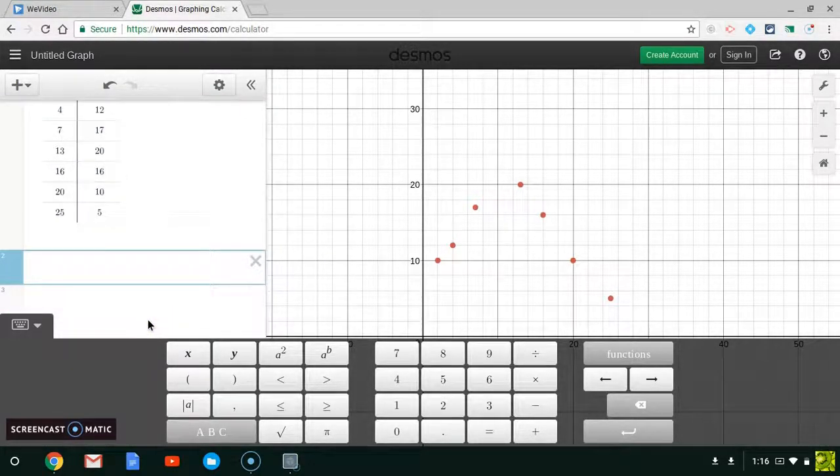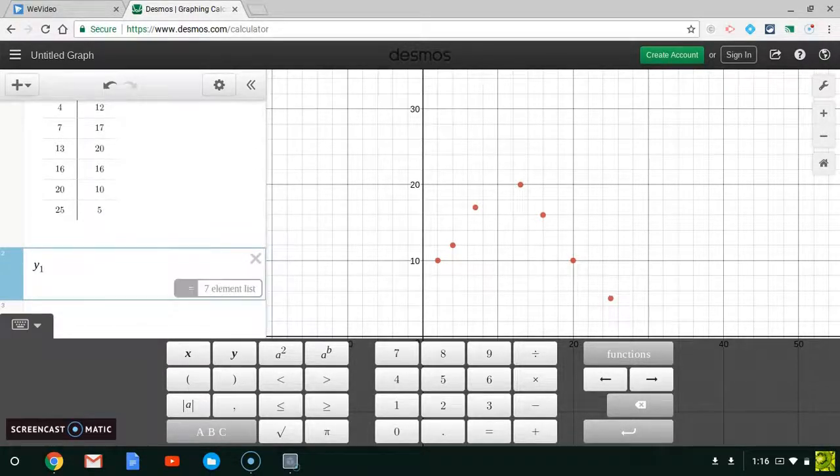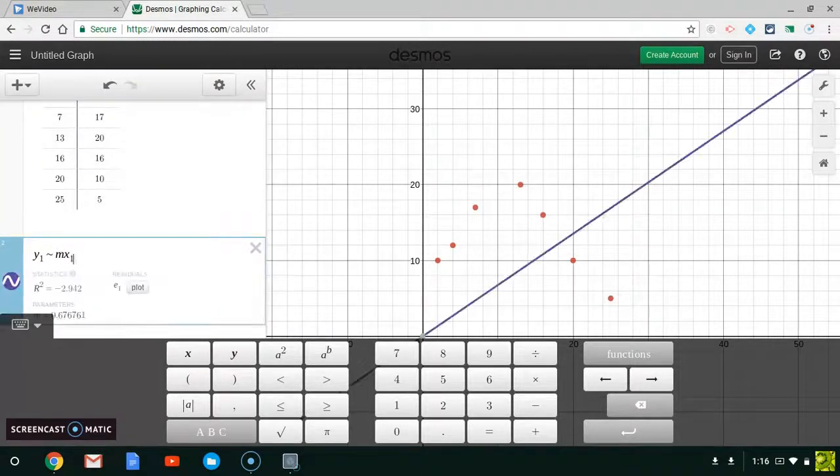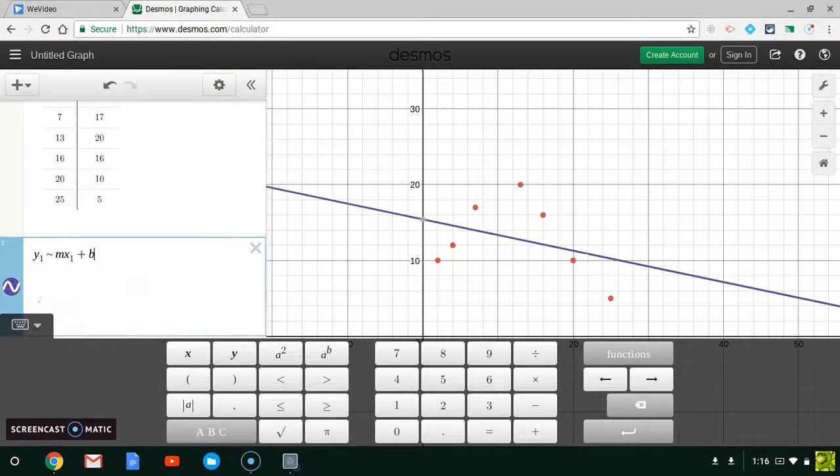The way we write the linear one is we do y sub 1, and then the similarity sign, the squiggle, and then we go m x sub 1. Remember, it's x sub 1, not x and 1 next to each other, it's x with a 1 below it, and then plus b. So it's like y equals mx plus b, except it's not equals. We use this squiggly sign instead to let Desmos know that we want the best approximation for the data.